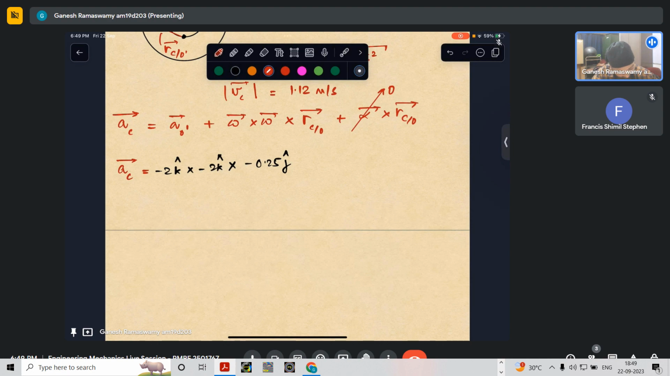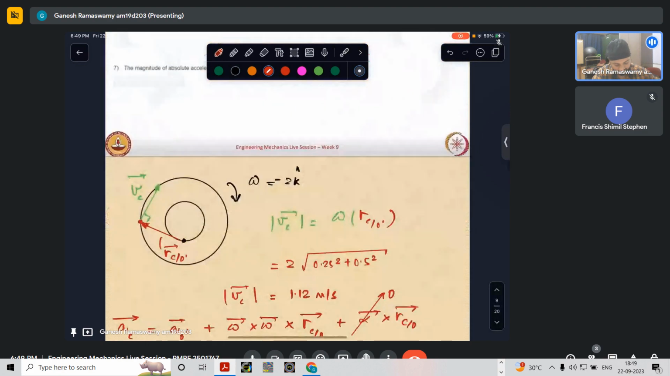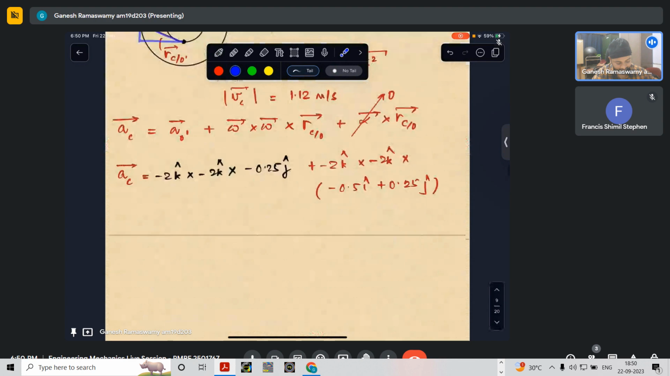And then the rest is straightforward. We have this as minus 2k cross minus 2k cross. What will this r_C with respect to O be? It is minus 0.5 i plus 0.25 j. Why? Because we go first like this, minus 0.5, and then like that. So this position vector is minus 0.5 i plus 0.25 j.